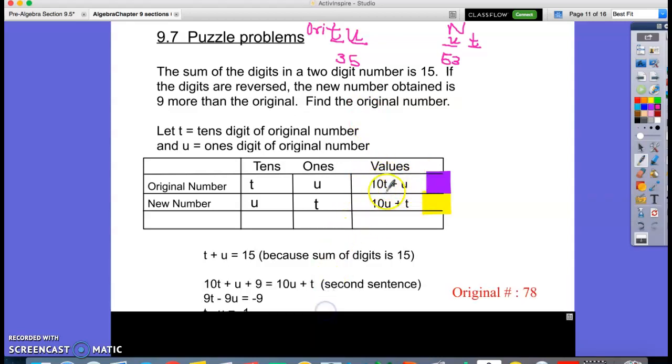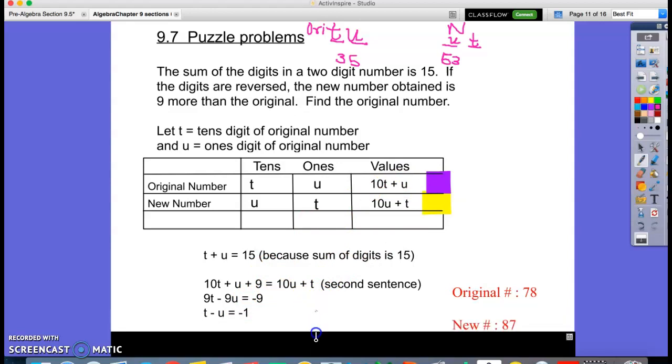So 10t plus u plus 9 equals the new number, which is 10u plus t. That's the second sentence. So I'm going to write everything in standard form. This will be 10t minus t is 9t, and u minus 10u is minus 9u, equals minus 9. Dividing the whole thing by 9, I get t minus u equals negative 1.